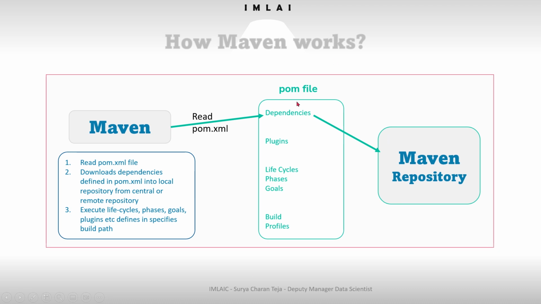After that, Maven will build a repository. In that repository, you're going to find your artifact. That's the final step of Maven. If you want to put it in a nutshell: read the pom.xml file, download all the dependencies and store them in your local repository. Then execute lifecycle phases, goals, build profiles and plugins. Once all is done, you create a Maven repository, and inside that, you store your artifact.